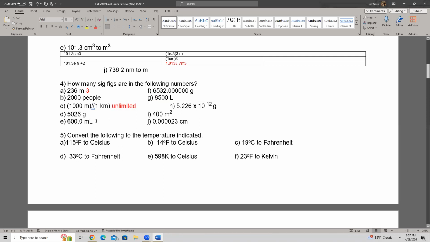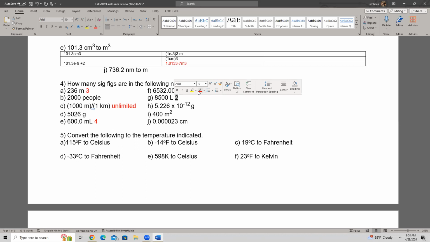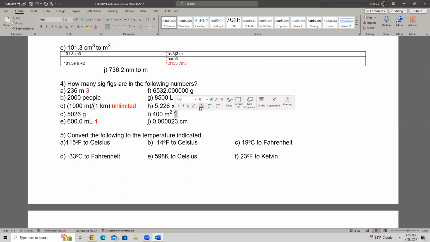All right, the next one, this one has 4, right? You can see that because all of them count. G has 2, right? Because that's all the significant figures. There is no decimal, therefore it only has 2. I has only 1. Doesn't matter if it's squared or not, it is still just 1. And that's it. All right, as far as sig figs.